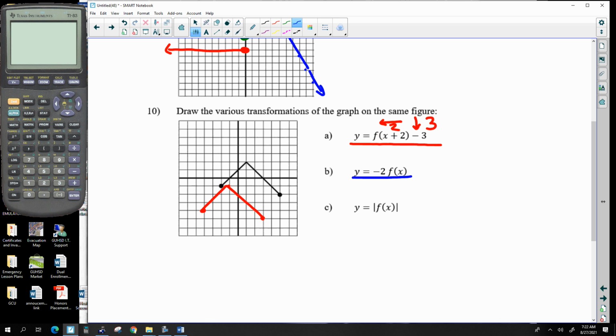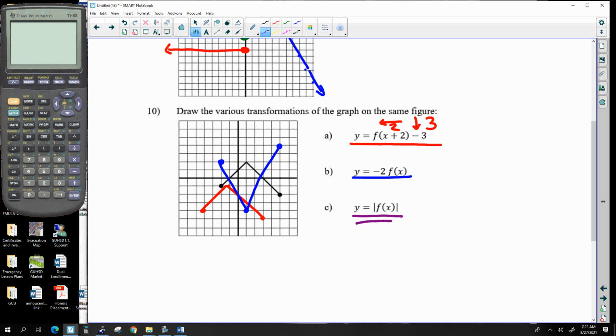Middle one. All y coordinates are multiplied by -2. So whatever the y coordinate is, multiply by -2. The very first one is at -1, so that would be a +2. That vertex, the V part of it, is at +2, so that's going to be at -4. The other one is at -2, the last point, so that's going to be at +4. So I multiply all these y coordinates by -2.